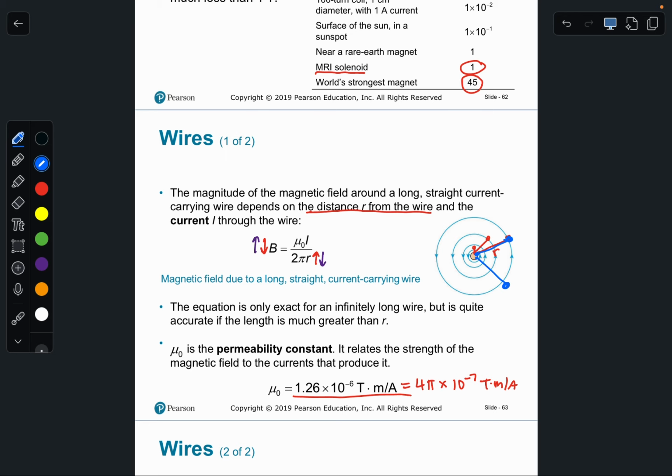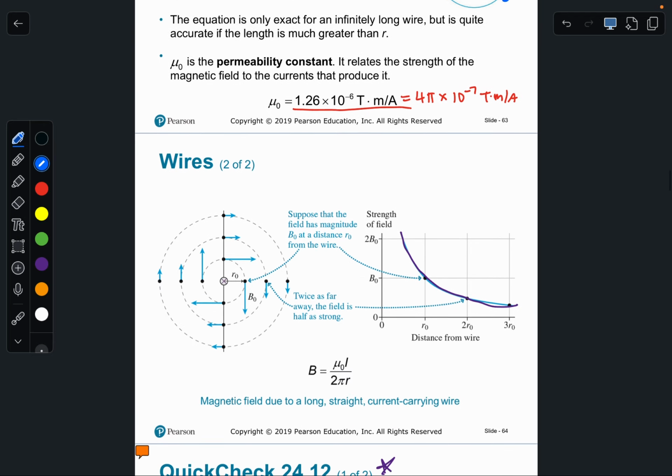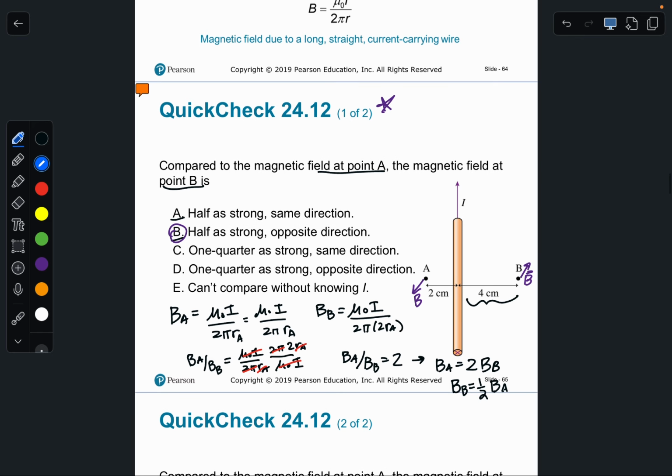And mu naught is our constant, 4 pi times 10 to the minus 7, which comes out to be 1.26 times 10 to the minus 6. And then we did this quick check.